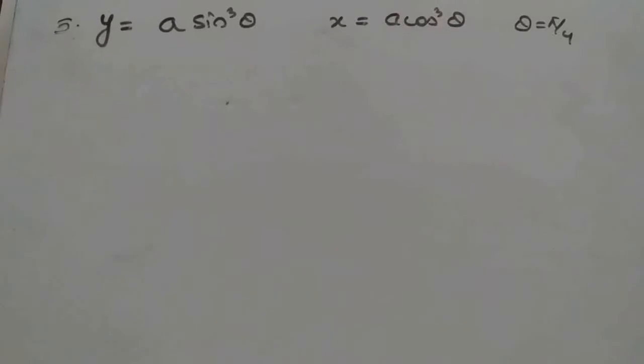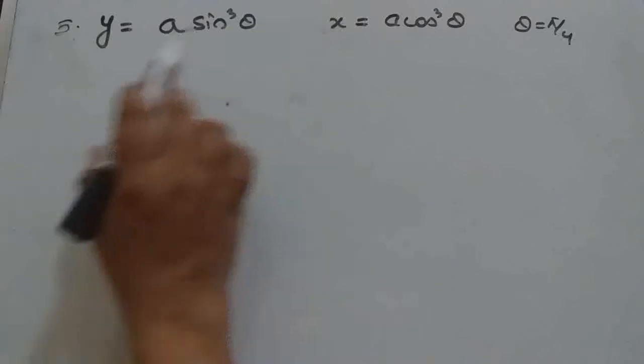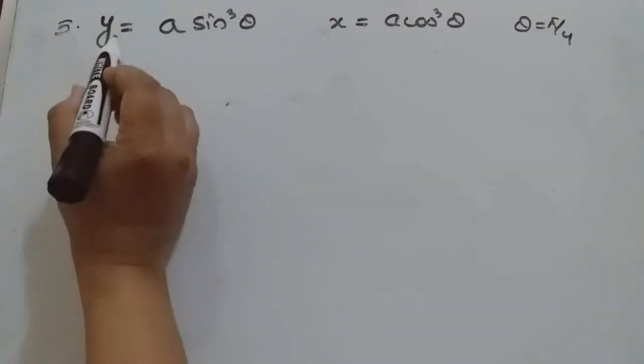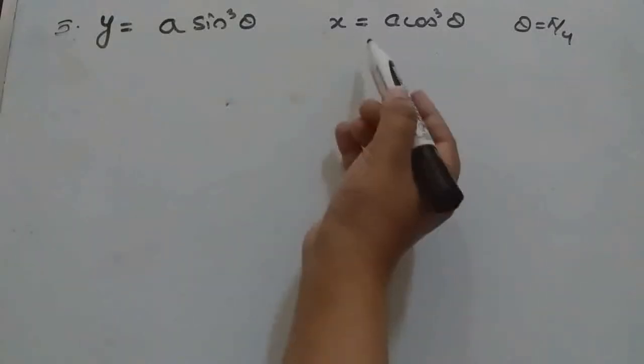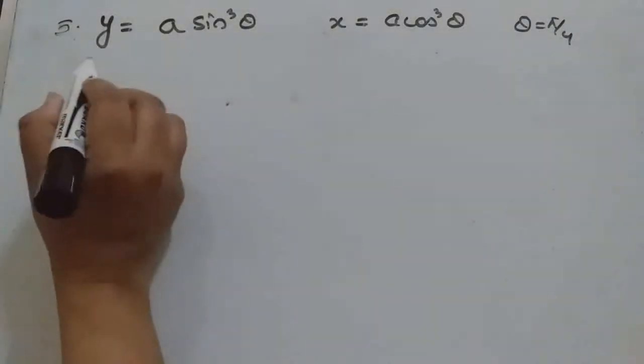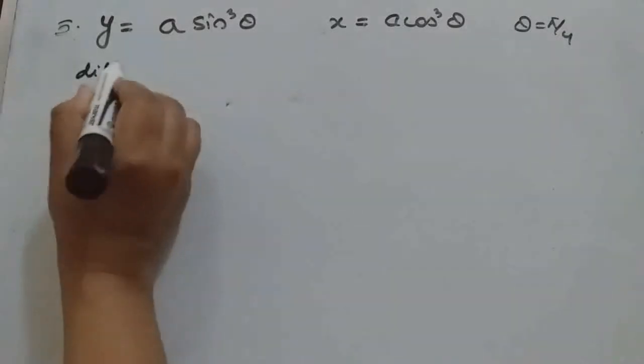In question number 5, find the slope of the normal to the curve. So for the slope of the normal, first we should know the slope of the tangent, that is dy by dx. But here if you see, y is a function of theta and x is a function of theta. So what we will do, we will find dy by d theta, dx by d theta, and then dy by dx. So differentiate with respect to theta.